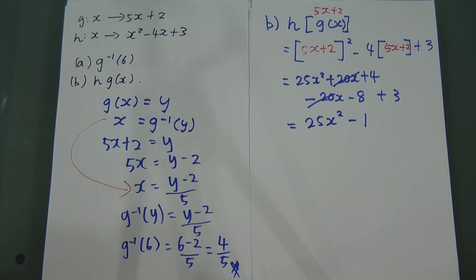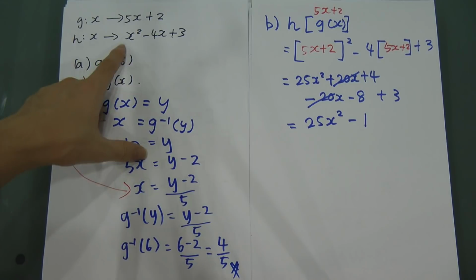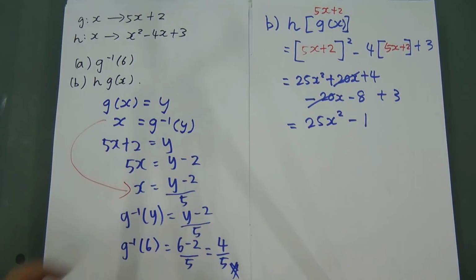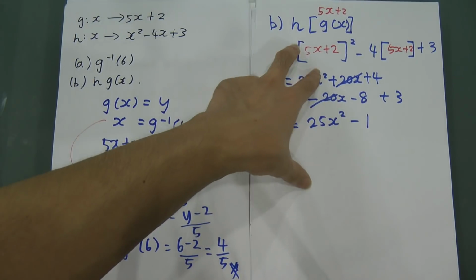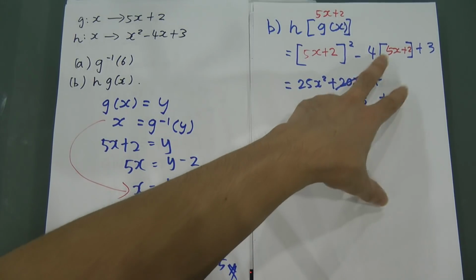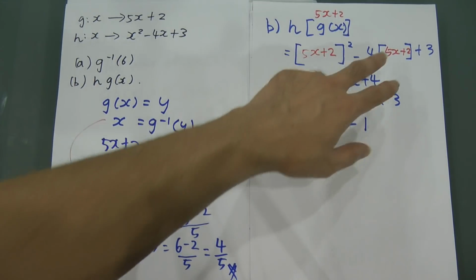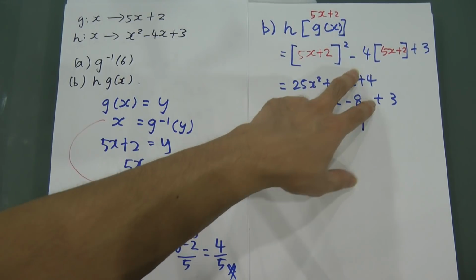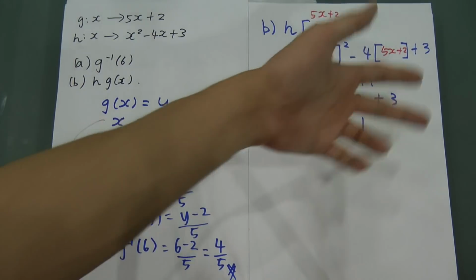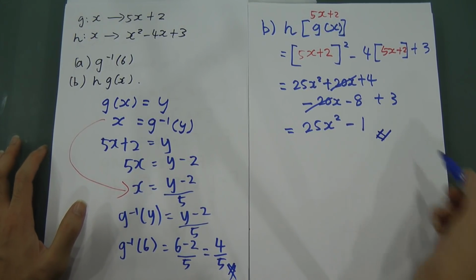So this is h(g(x)). It's very simple. It means all the x you change to g(x). This one called h(g(x)). Okay, imagine this one is h(x). h(x) is x squared minus 4x plus 3. Yeah, so h(g(x)) means g(x) squared minus 4g(x) plus 3. That's all. Then you just substitute in, you can get the correct answer.